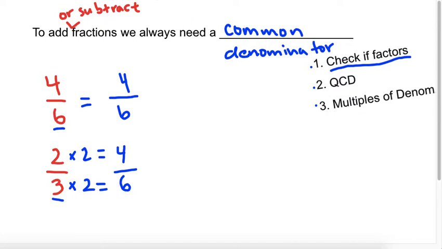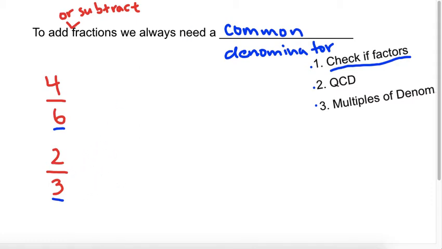The other way, and I would add too that if you check the factors and multiples, that's going to get you the smallest common denominator possible, assuming you don't miss one, which sometimes happens, and that's okay.